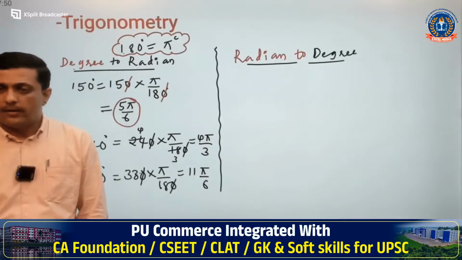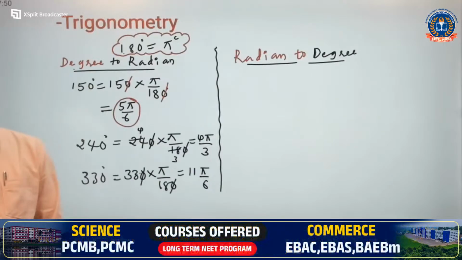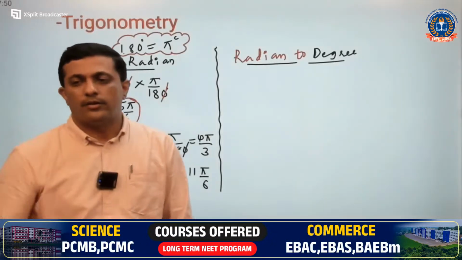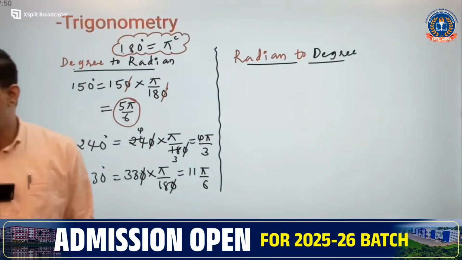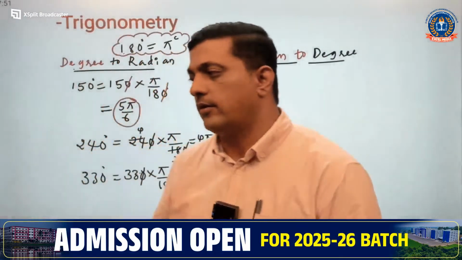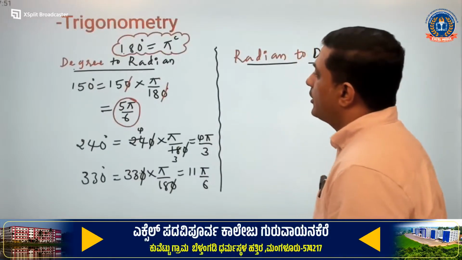Right? Divide by 3 everywhere. Simplify by 3. 18 by 6 and 33 by 11. So the answer is 11 pi by 6. Very good. Most of you have answered this. Nice. Very nice.